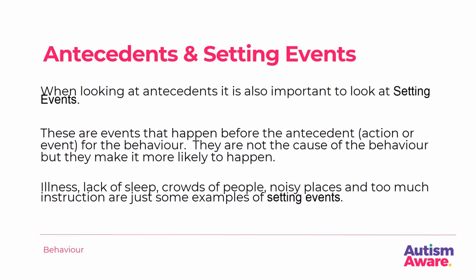Antecedents and setting events. When looking at antecedents, it is also important to look at setting events. These are events that happen before the antecedent for the behaviour. They are not the cause of the behaviour, but they make it more likely to happen. Illness, lack of sleep, crowds of people, noisy places, and too much instruction are just some of the examples of setting events.